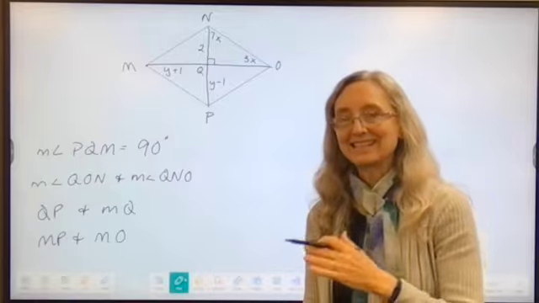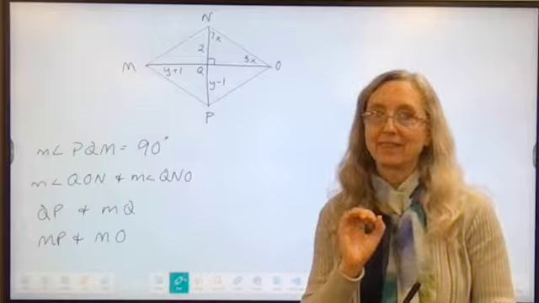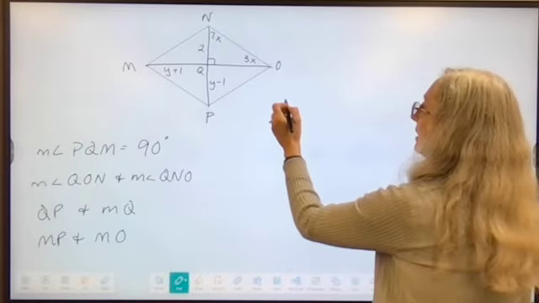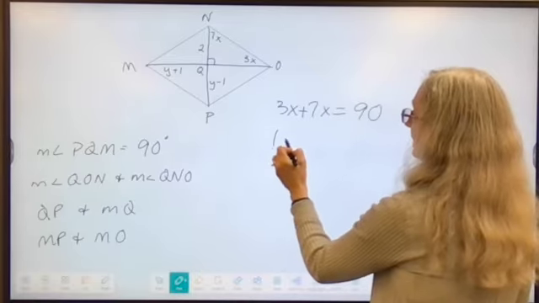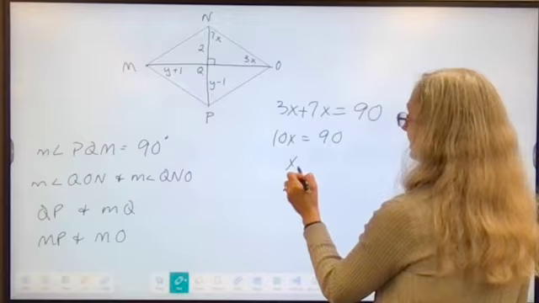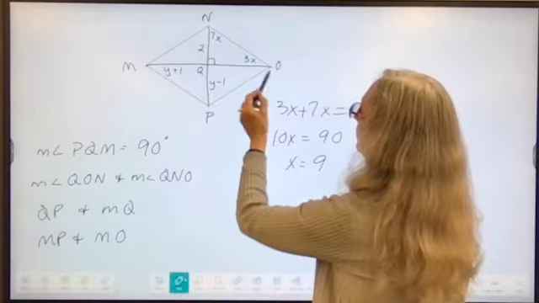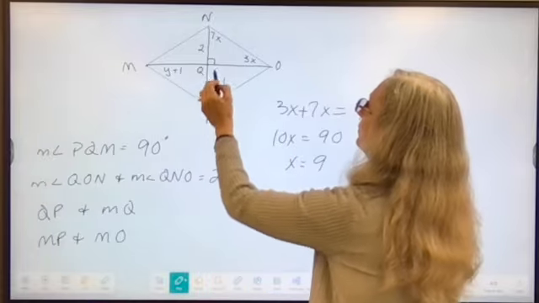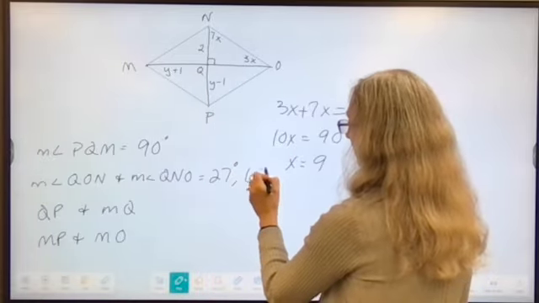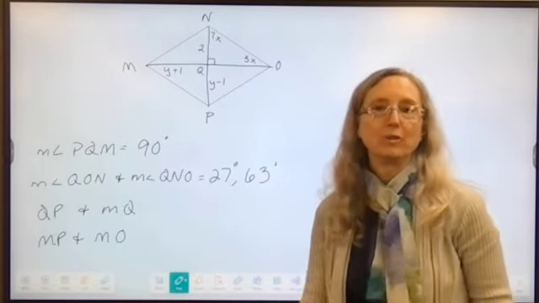So therefore, 3x and 7x, when I add them together, would have to equal 90 degrees. That's the secret. So 3x plus 7x equals 90 degrees, so that all three angles would add up to 180. So 10x is 90, so x equals 9. If x equals 9, then QON is 3 times 9, or 27 degrees, and QNO is 7 times 9, or 63 degrees. And we have found those two angles.